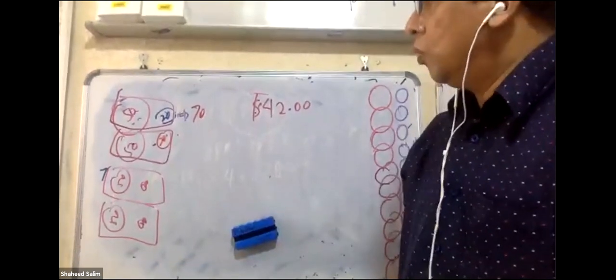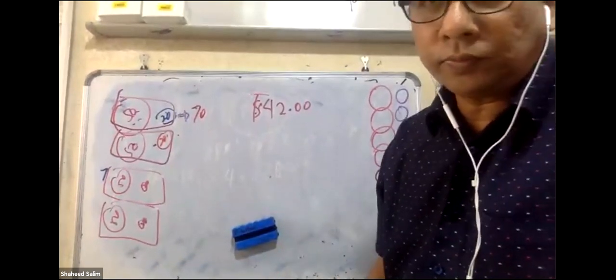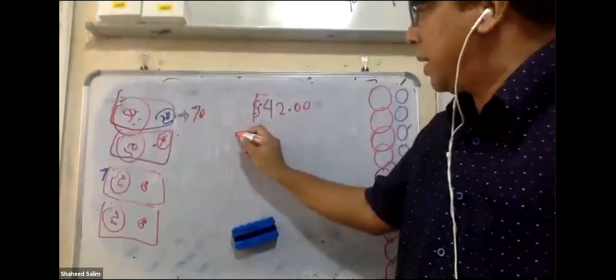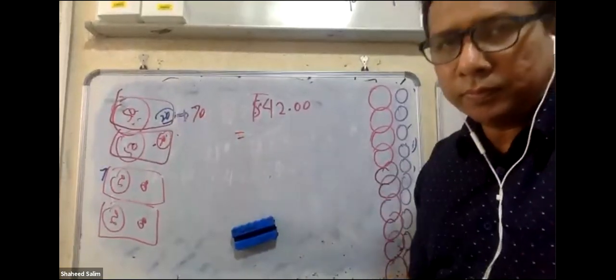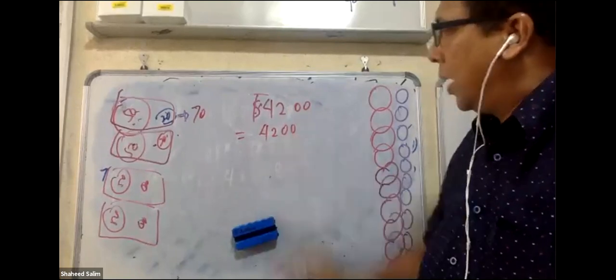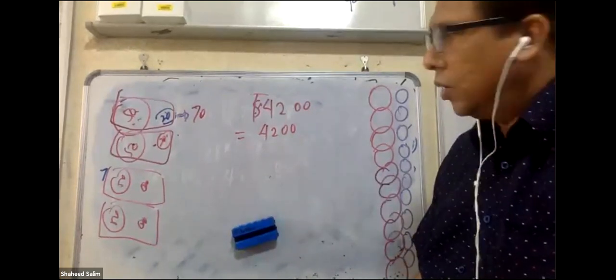Sophia, what is one set? What's the value of one set? 70. So now you got $42. How many cents is this? Berapa sen? 420. You just remove the dot lah, become 4,200. Okay, now what to do?